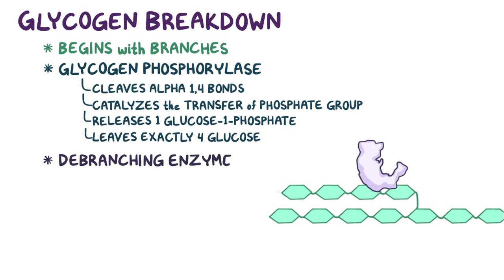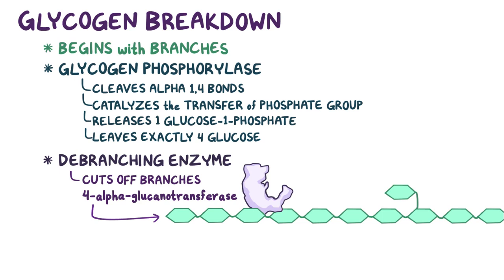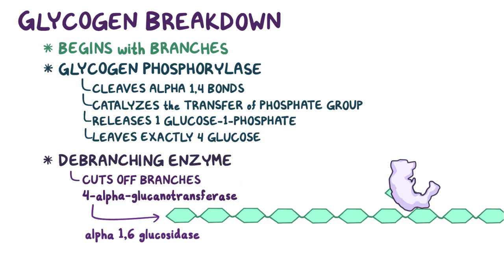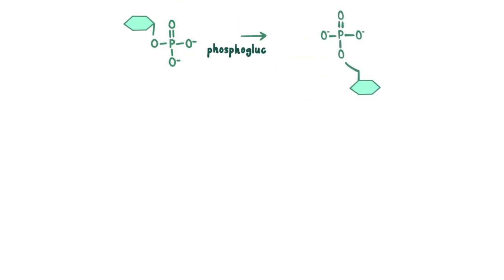Next, a debranching enzyme literally cuts off glycogen branches. It has a component called 4-alpha-glucanotransferase, which transfers 3 out of the 4 glucose molecules off of the branch and reattaches them to the linear glycogen chain instead, extending it as a result. The same debranching enzyme has another component known as alpha-1,6-glucosidase, which cleaves off the alpha-1,6 glycosidic bond and releases a free glucose. So for each glucose that's removed via phosphorylysis, there's a glucose 1-phosphate that gets liberated, and it's converted to glucose 6-phosphate by phosphoglucomutase.